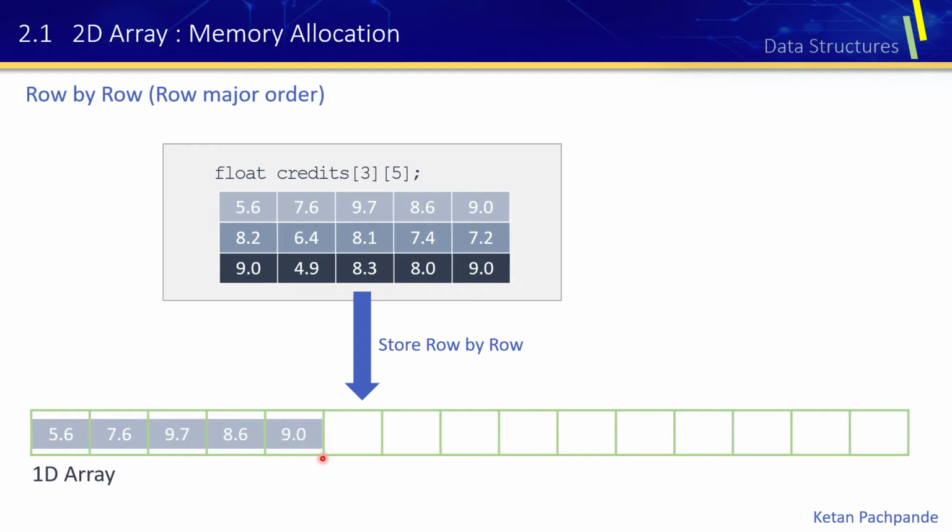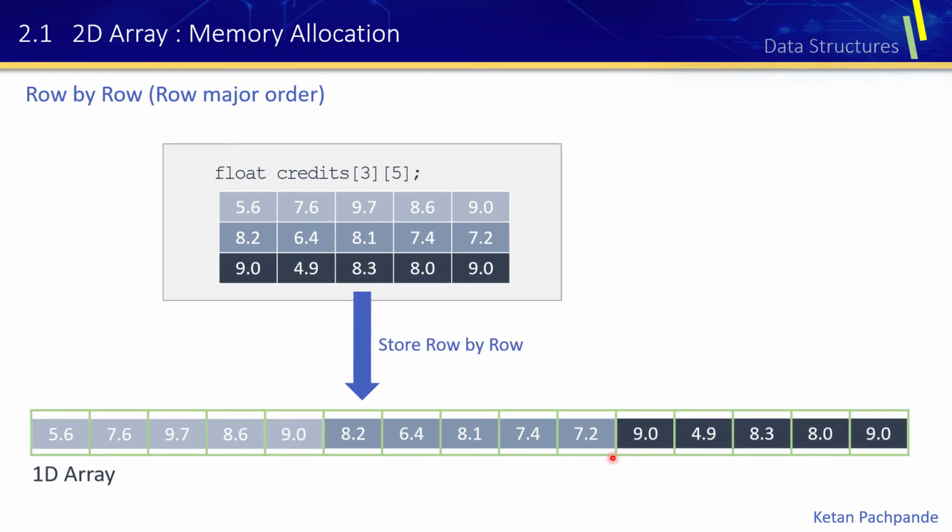Now after these 5 elements, means after this first row, I am going to store the next row. Remember, the row will be stored as it is in the 1D array. We are not randomly storing the elements from the row in the memory, that is in the 1D array. I am going to sequentially store all these values, that is 8.2, 6.4, 8.1 and so on in the 1D array. And finally, the third row I am going to store at the last. So that's how I arrange all these elements row by row in the one-dimensional array.